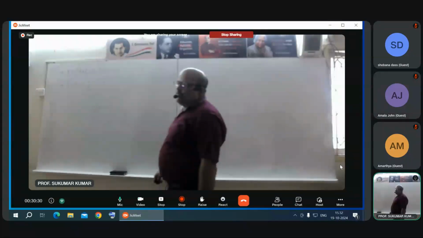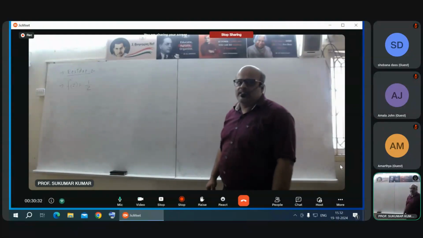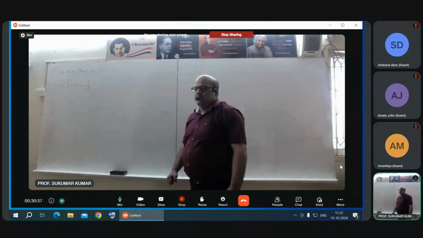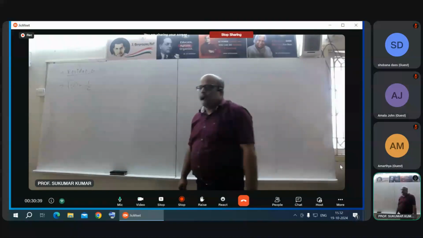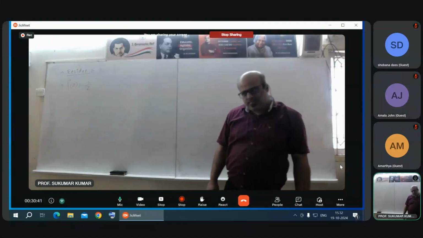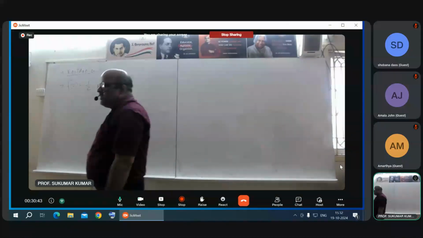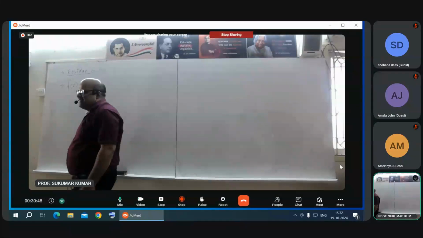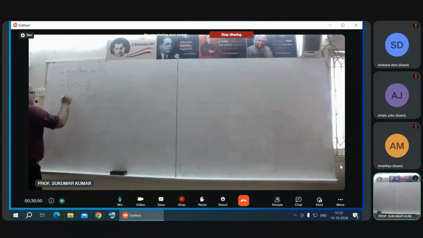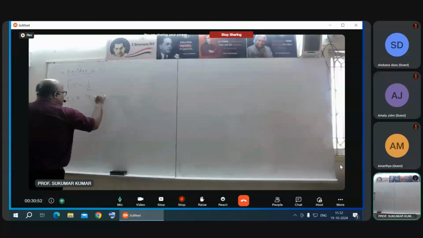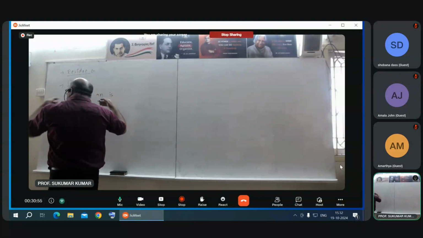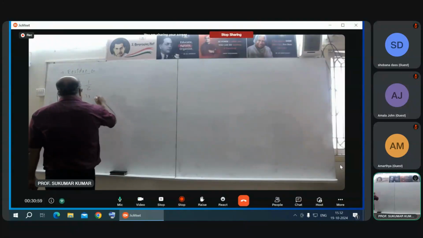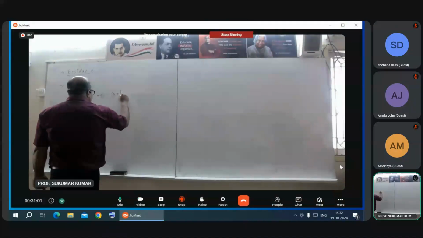What is the residue at z equal to 0? It is 1, directly the coefficient of 1 by z. Here z equal to 0 is an isolated pole, right? Otherwise, an isolated singular point, right? No problem.